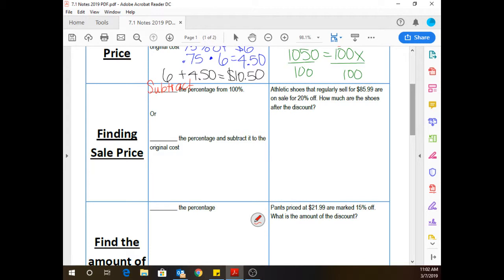And down at the second option, you can find the percent, but then you're going to subtract it instead of add it. So you're paying 80 out of 100, and you want to figure out what part you're paying of the 85.99. You can do it that way, or you can find 20% of 85.99 and then subtract it. It's completely up to you. You right now decide which way you like to do it, and you and your table partner solve it.